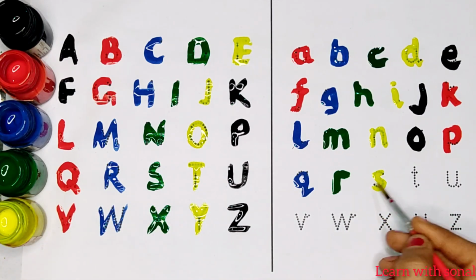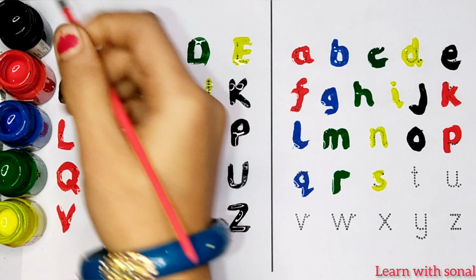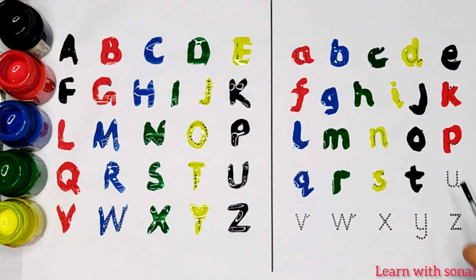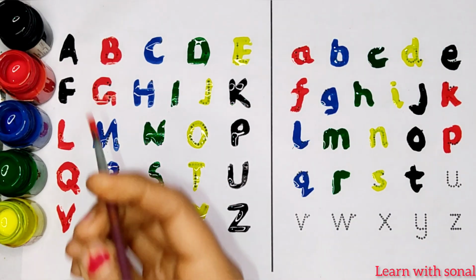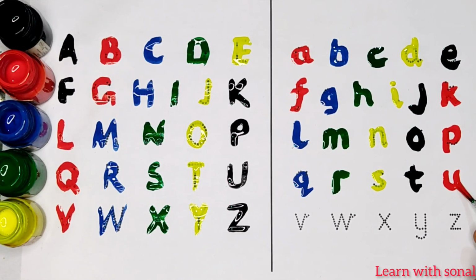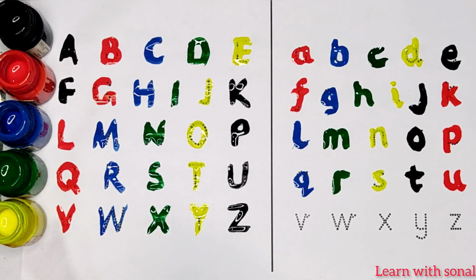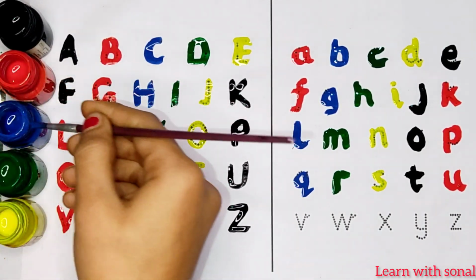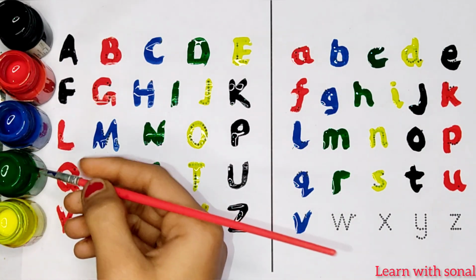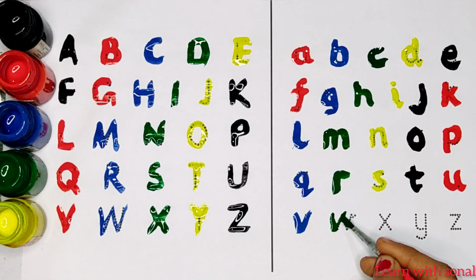S, S for sun. T, T for tree. U, U for unicorn. V, V for van. W, W for watch.